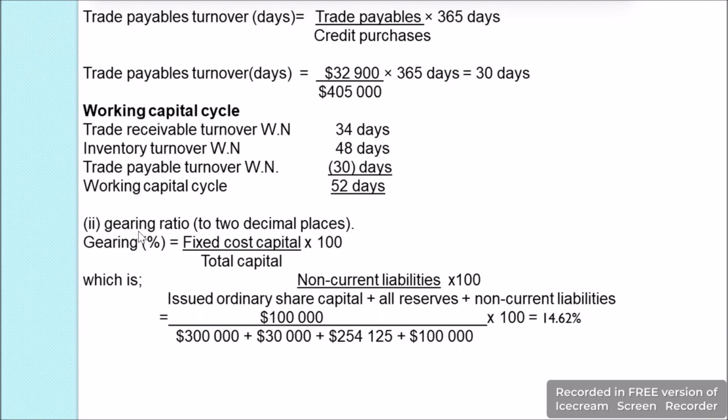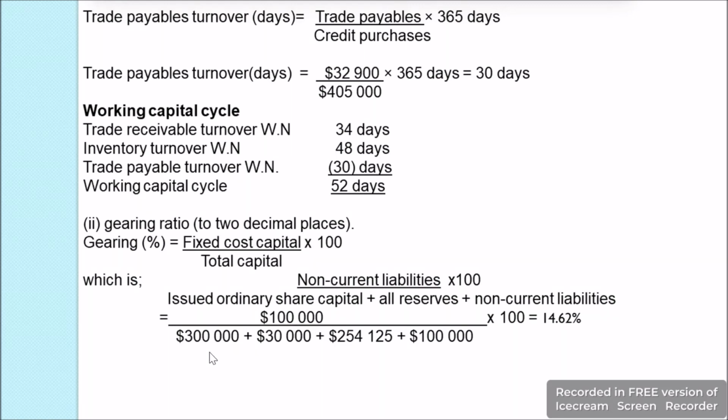Next we have to find the gearing ratio to two decimal places. Gearing ratio is equal to fixed cost capital divided by total capital times 100. In fixed cost capital we have the non-current liabilities, and in the total capital we take the issued ordinary shares plus all the reserves plus non-current liabilities times 100. Now non-current liabilities, debentures are given which is $100,000. This is the only non-current liability, so we have taken this.